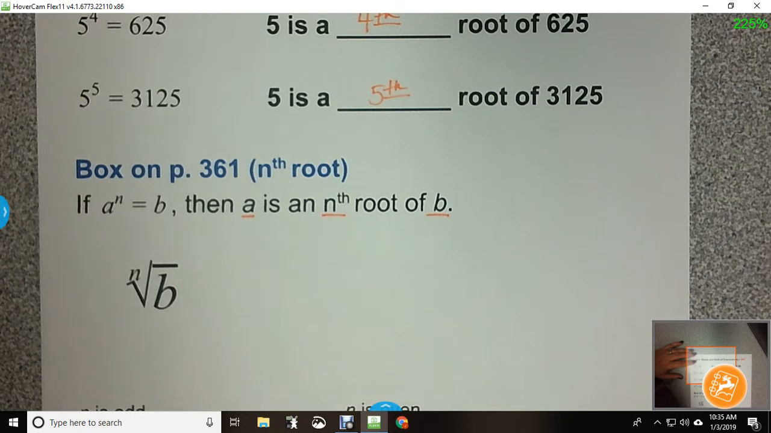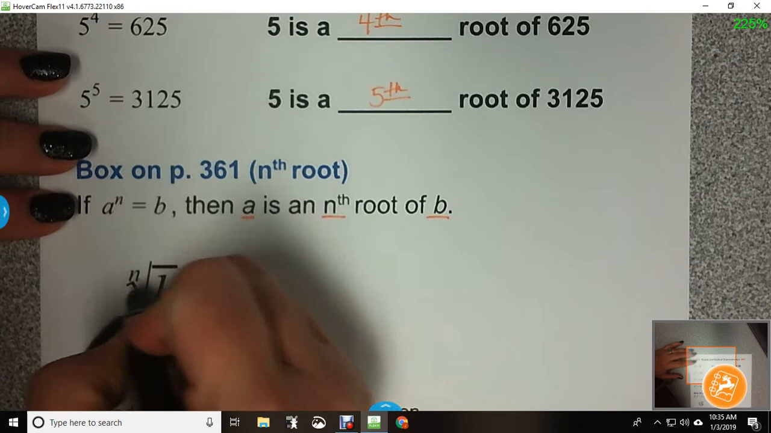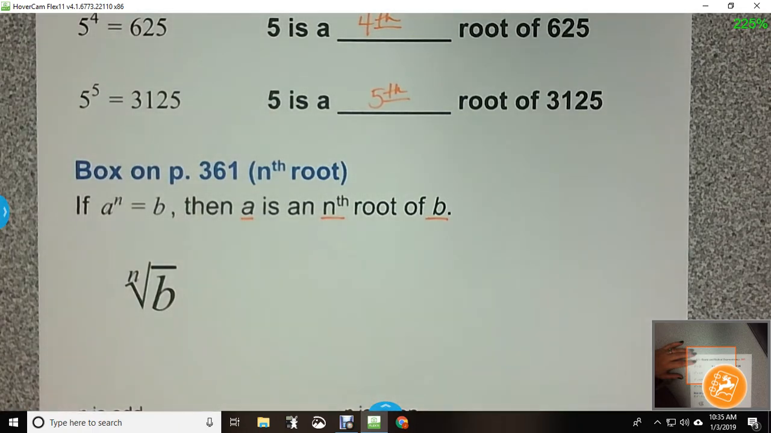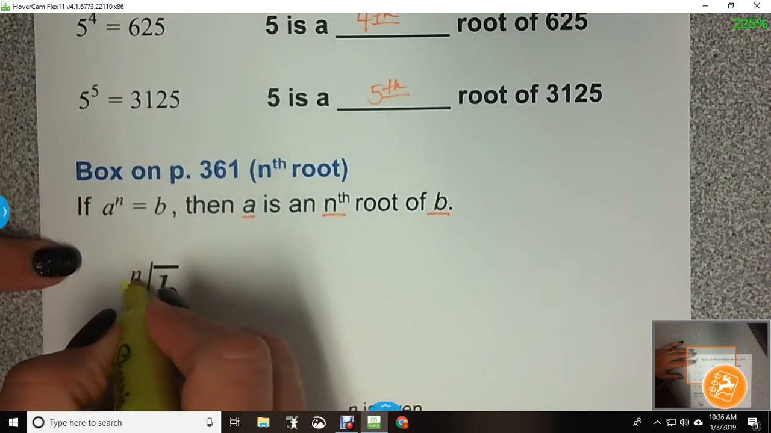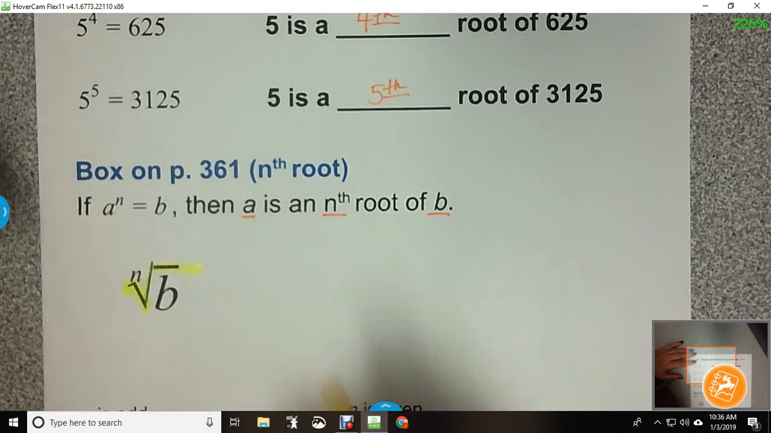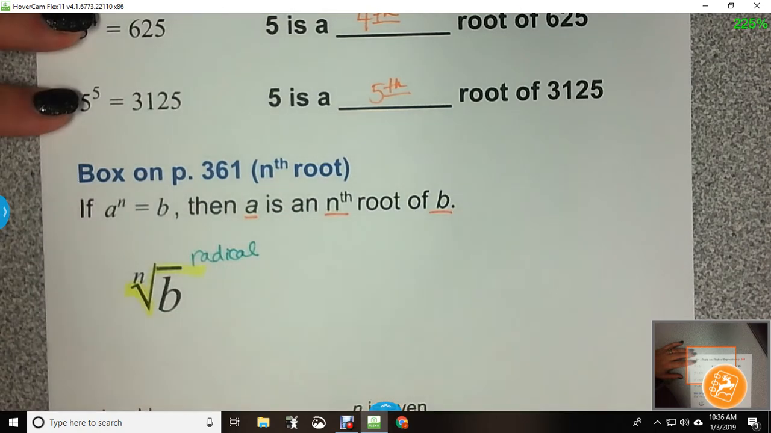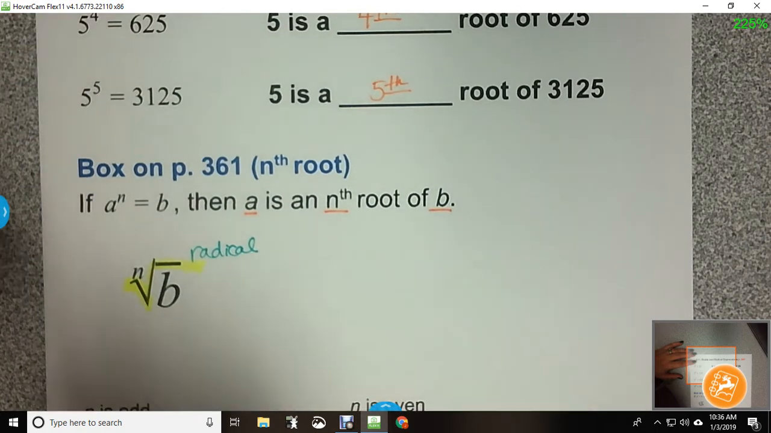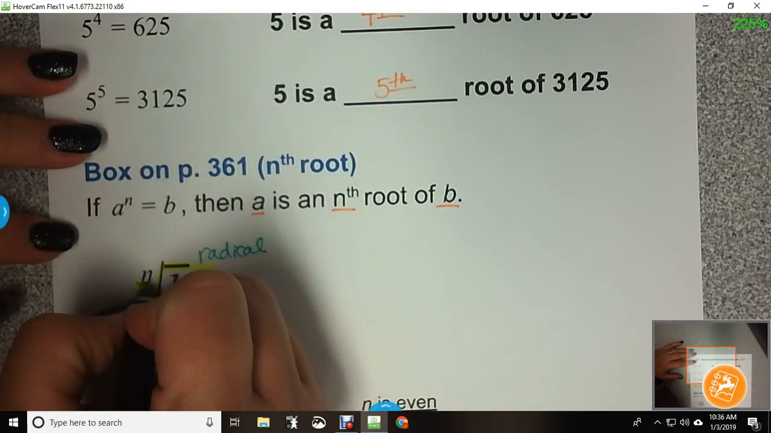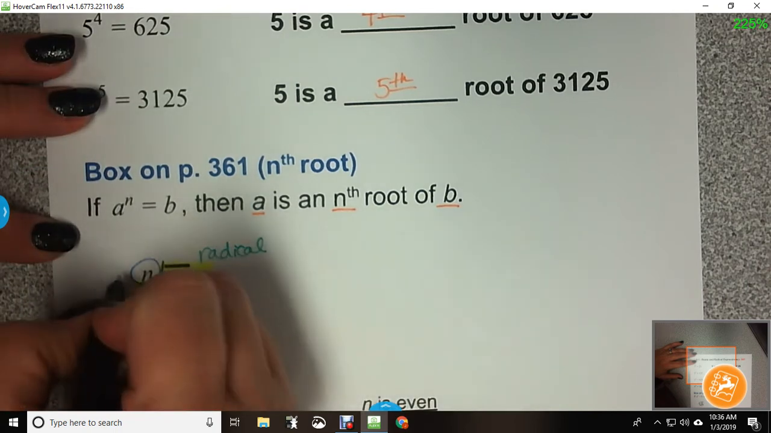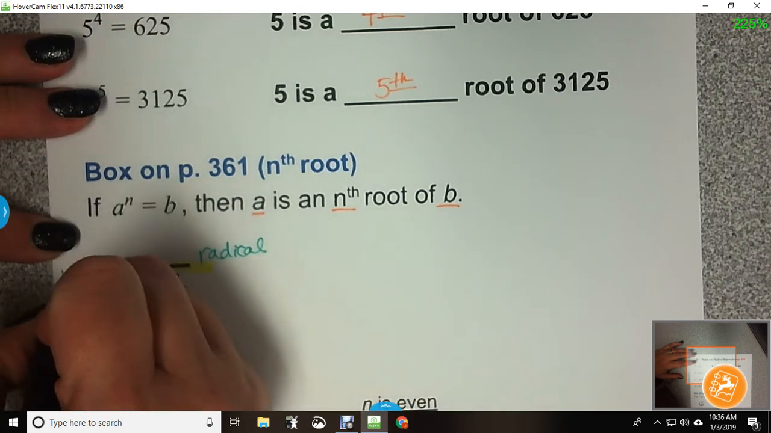So now we need to talk about the parts of this. Right here, let me get a highlighter. This symbol here, that is your radical. Okay, your radical symbol, your radical sign, whichever one you want to call it, does not matter. This little number that's right here, that is called your index.